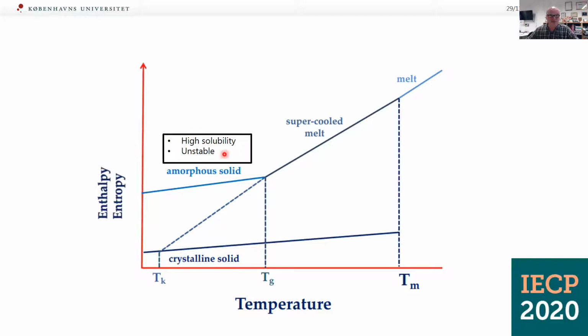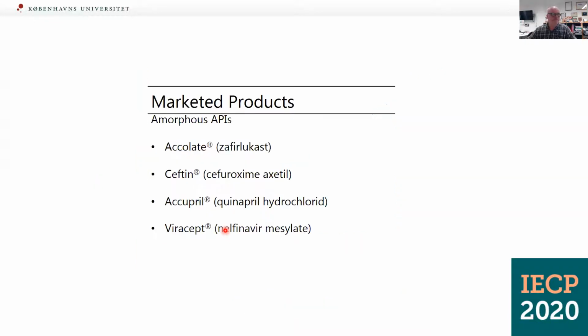And it's also the reason why these amorphous systems are thermodynamically unstable. So they will crystallize after some time back to the crystalline state. Some drugs, however, can be converted into an amorphous form and are stable enough for the shelf life of the intended dosage form. So here are 4 examples of drugs that are actually marketed as amorphous drug themselves. So here the drug alone is the amorphous form.